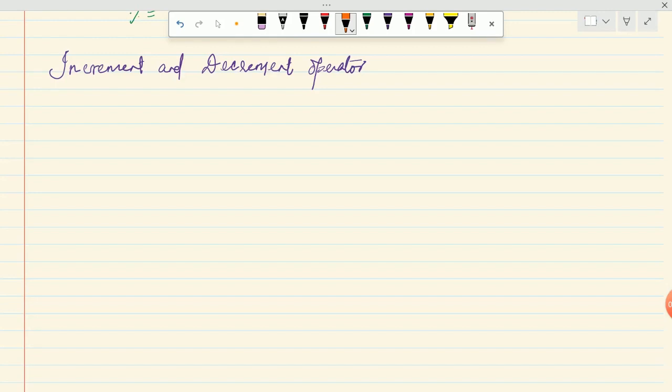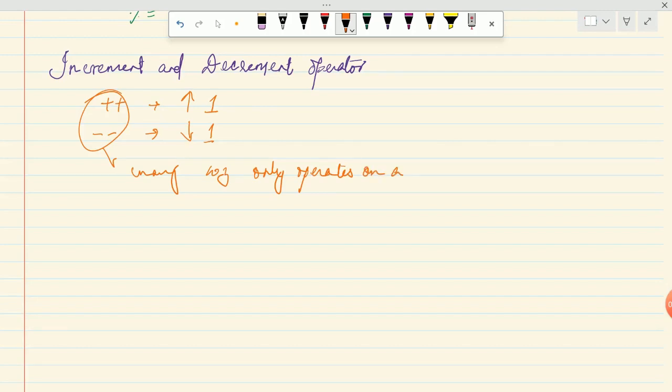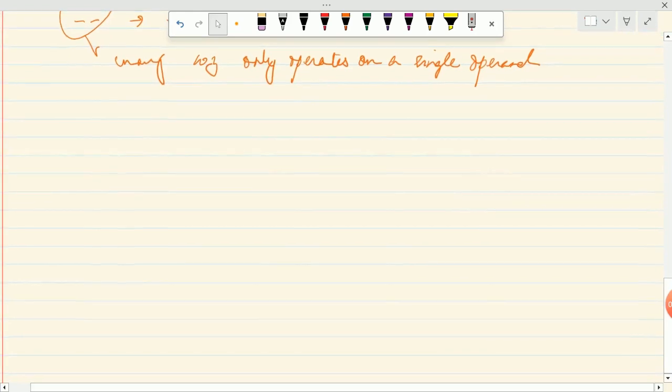So plus plus means it is an increment operator, so this increases the value by 1. Minus minus means it is a decrement operator, so it decreases the value by 1. These two operators are called unary operators because they operate only on a single operand. Okay, so we'll see one example for this.